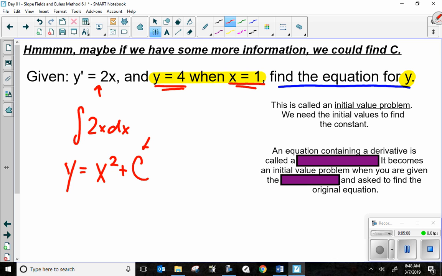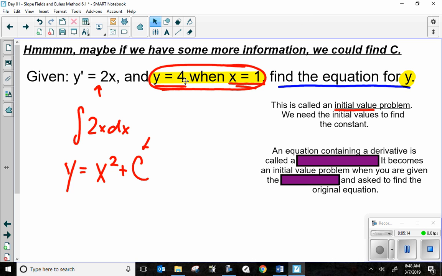The original equation might have had a constant here. We don't know, so we just put plus c. But now when they give us slightly more information about our original equation, they give us initial values, and we call these things initial value problems.